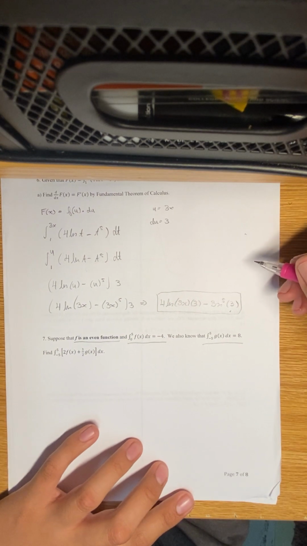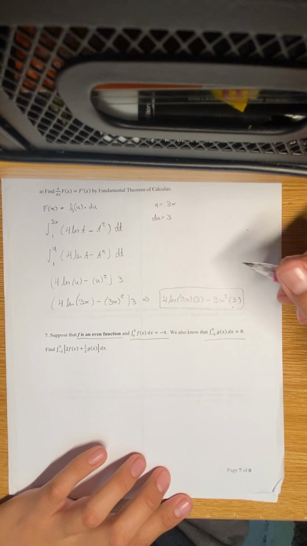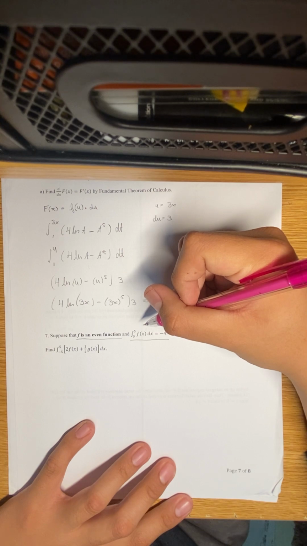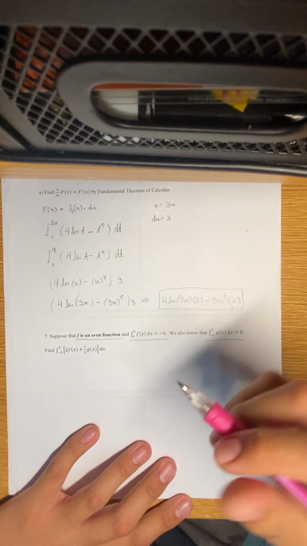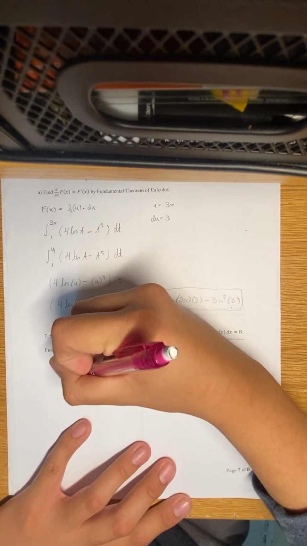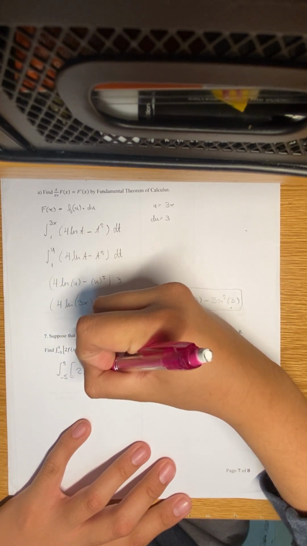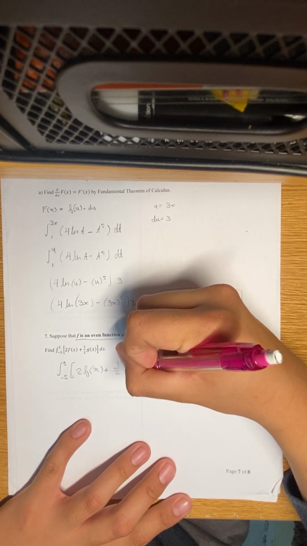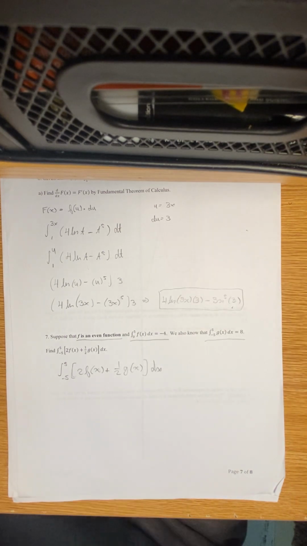And so what we first have to do is find out this one. Since this is an even function, we can write it as the integral from -5 to 5 of 2f of x plus 1 over 2 g of x dx.